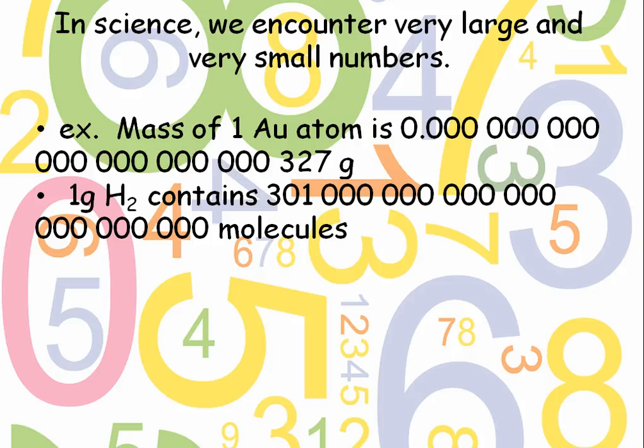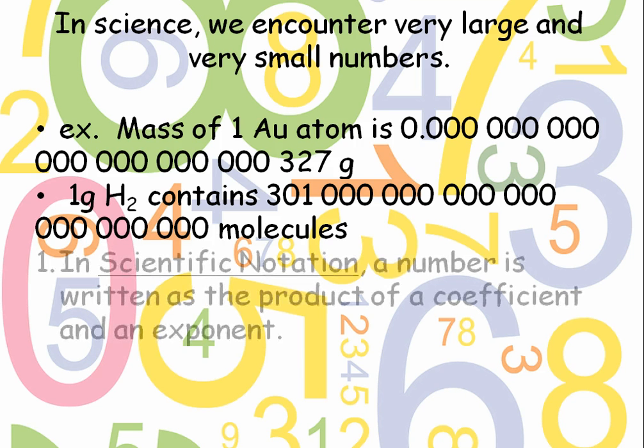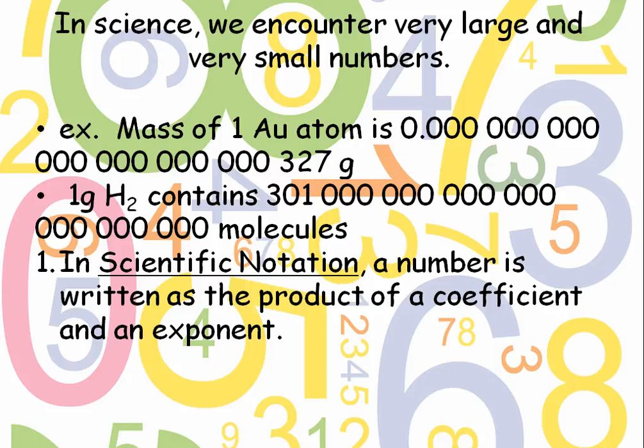Same thing at the other end, with 1 gram of hydrogen has 301 and then 21 zeros molecules. Number's so big it doesn't make any sense to anybody. You can't use it with your calculator, you can't do anything with it. So some smart person came up with the idea of scientific notation, where you write the number as a product of a coefficient and an exponent.